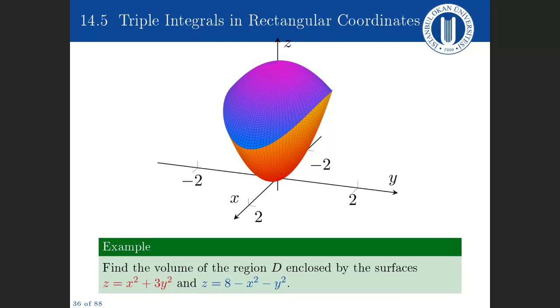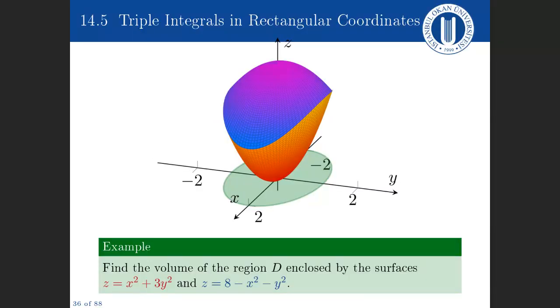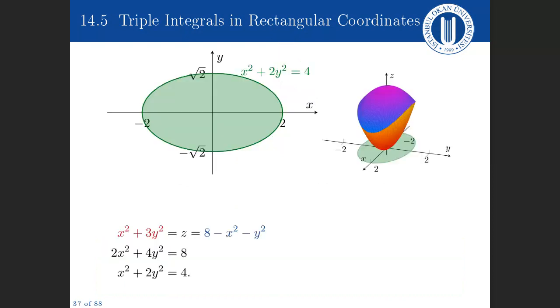I'm choosing to do dz, dy, dx. So I want my shadow to be in the x, y plane. Here's my shadow. I'm going to call this R. Let's look at the shadow first. Let's look at this green oval.